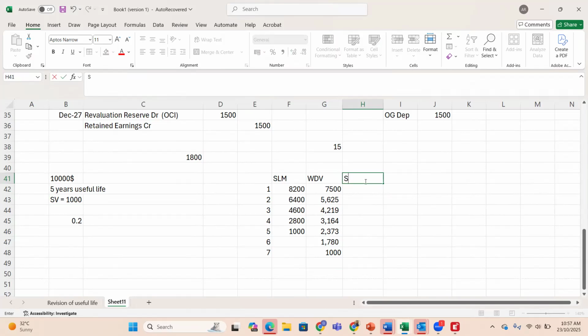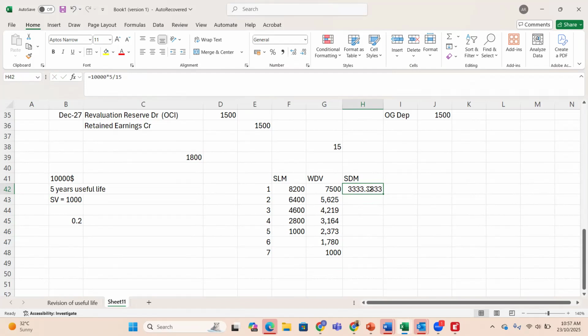And then in the sum of digits method, I will do it. So right now it is 10,000. This is the depreciation. 10,000 into 5 by 15. Then 4 by 15, 3 by 15, 2 by 15. That will get you the depreciation. That minus that would be carrying value.